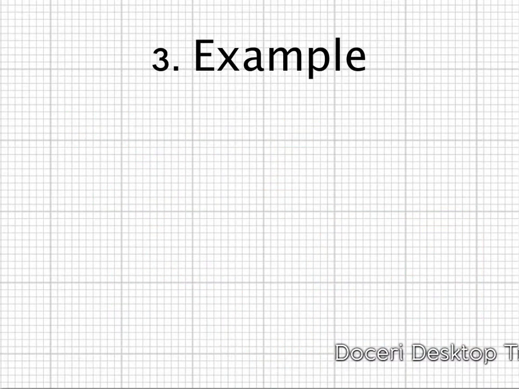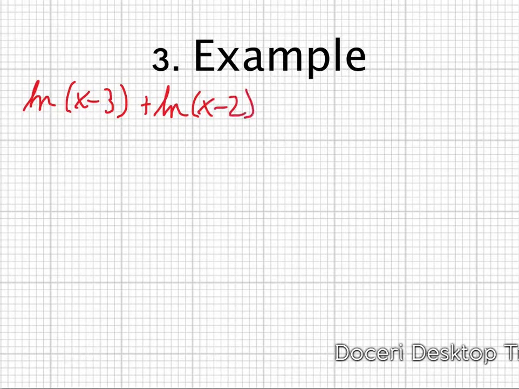And I guess I'll do a little bit harder of an example just for the heck of it. And I think I have a little bit of time. So let's say I have the natural log of x minus 3 plus the natural log of x minus 2 equal to the natural log of 2x plus 24.